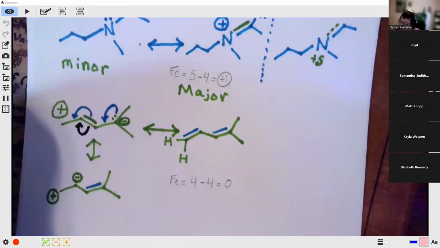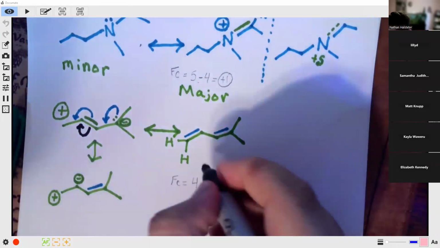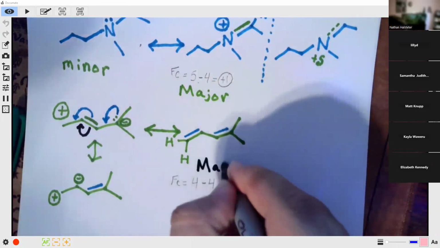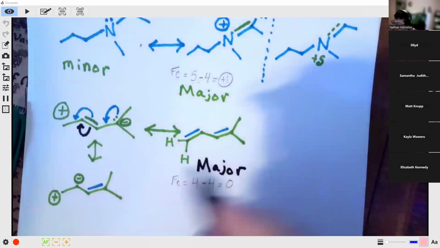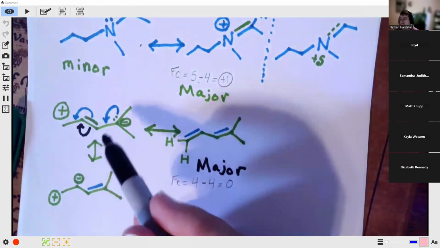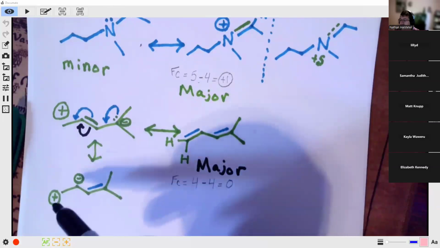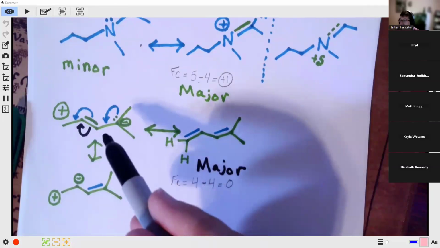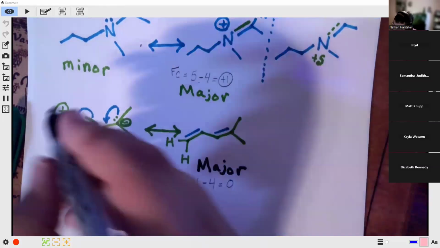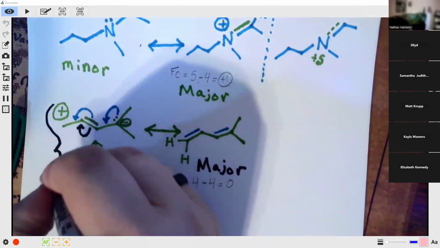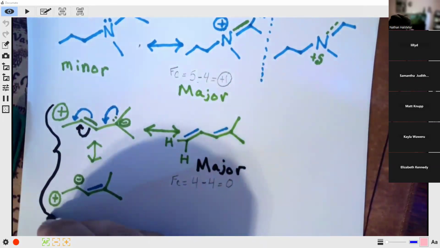Yes, this one here would indeed be our major. And I will never have you differentiate between minors. These are both minors. One is better than the other. This one would be a little bit better because of the charge separation, but it's still not as good as this one. So both of these, if you just called them minor, I'd be okay with that.